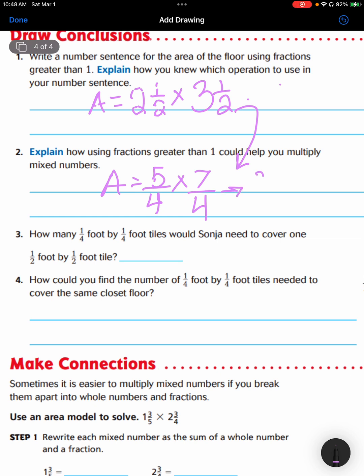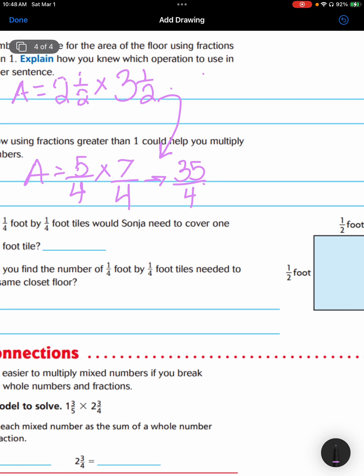When we multiplied, we still got 35 over 4, which is what we did at the end of that problem. We divided 35 by 4. Okay?